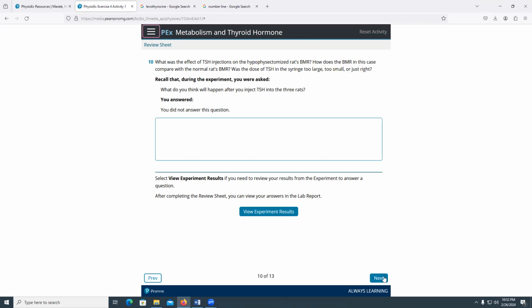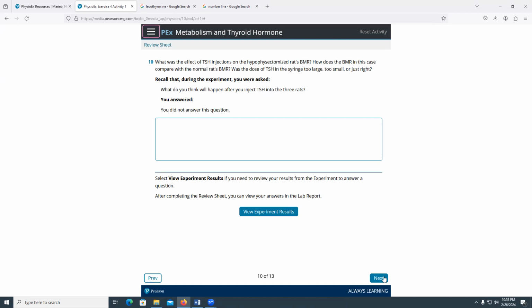Question number 10. What was the effect of TSH injections on the hypophysectomized rat? So I have a rat that I removed the pituitary gland from, and I added TSH to it. Well, that doesn't matter because now that's an exogenous TSH. It will still go to my thyroid gland. My thyroid gland will not discriminate and say, hey, I only respond to endogenous TSH coming from my pituitary gland. No, it can also respond to exogenous TSH.